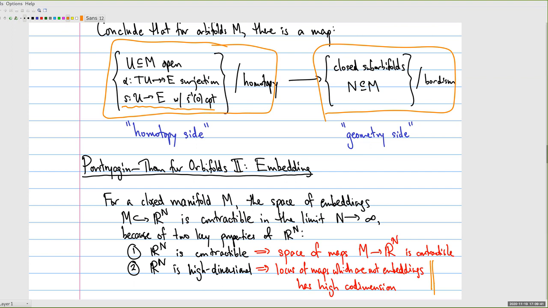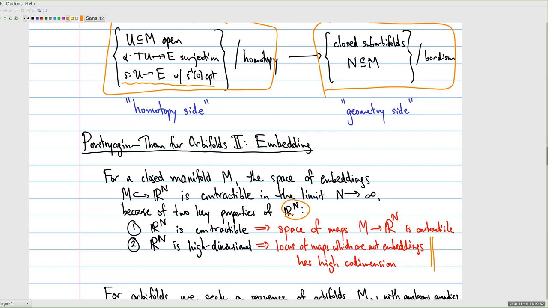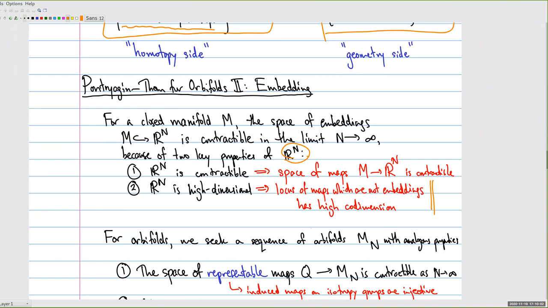So if we want to do Pontryagin Thom for orbifolds, we should just do the same thing. We should find a sequence of spaces which fulfill this property of Rn. So it turns out we can do that. First of all, though, it's not the space of all maps that should be contractible. It's the space of representable maps. And for the purposes of this talk, we can pretend that representable means injective on isotropy groups.